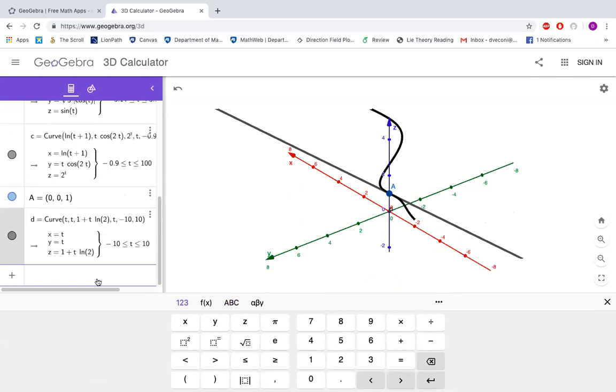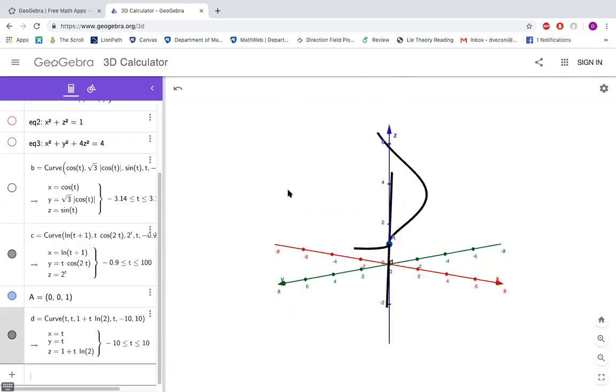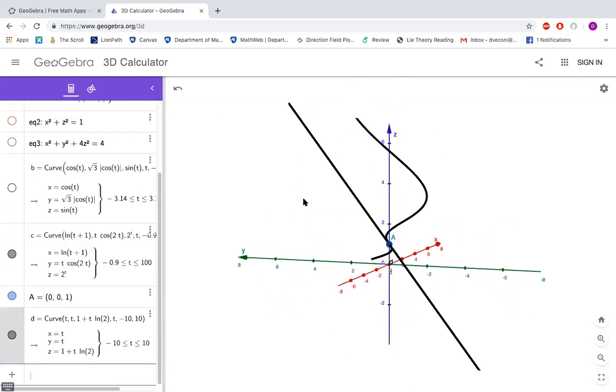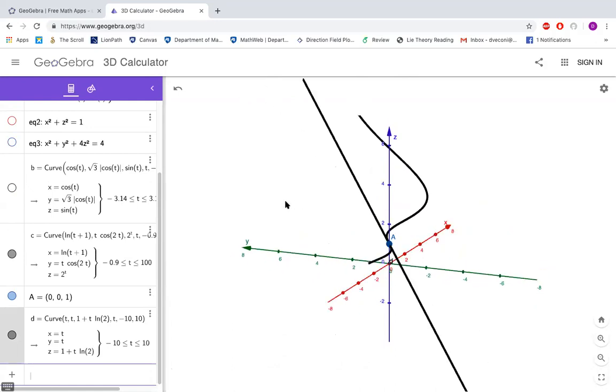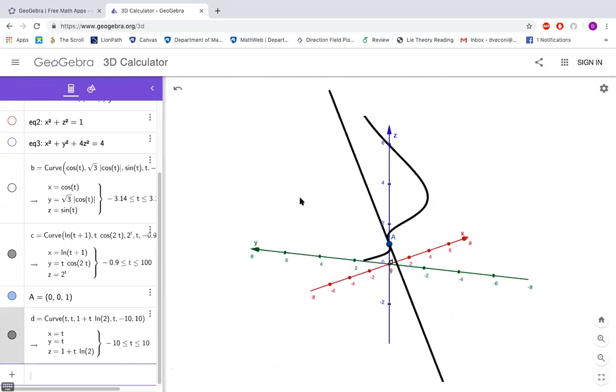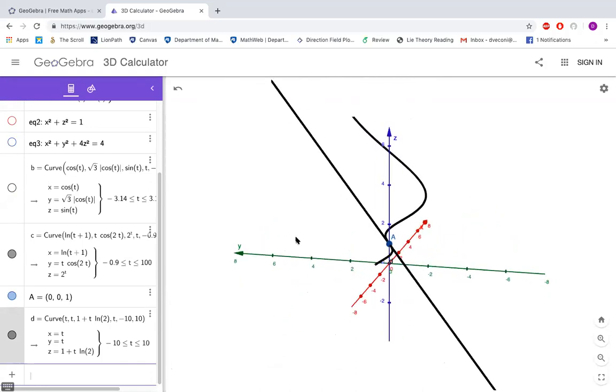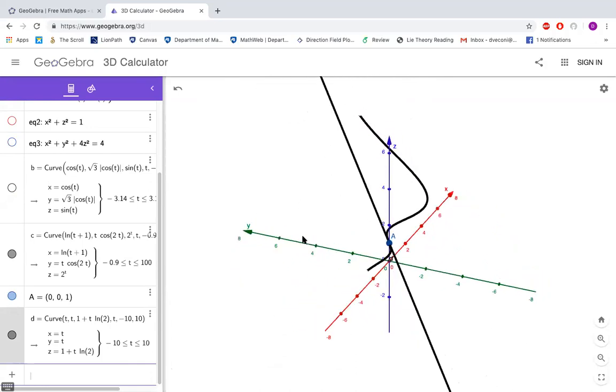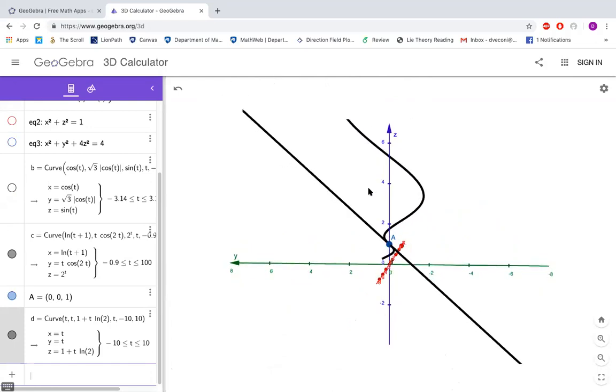Let's see if we're right, and voila! We see that that line is, in fact, tangent to the curve at that point. So we were right. That is, in fact, the tangent line that we were looking for. You can always check this in GeoGebra 2 to check your work, and that's one way of doing that.